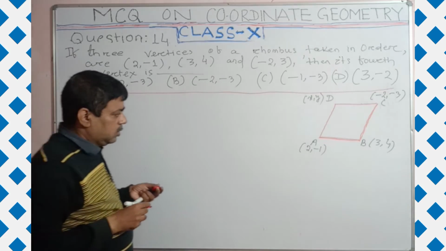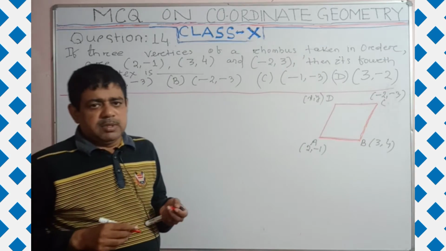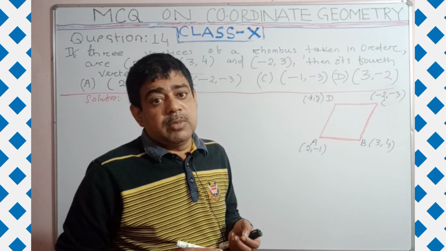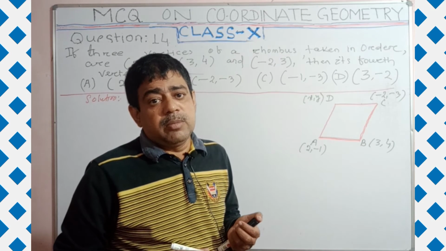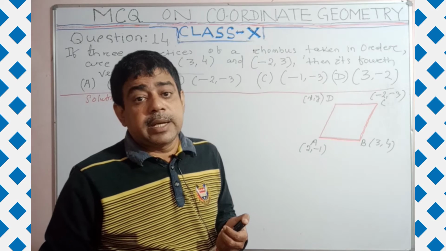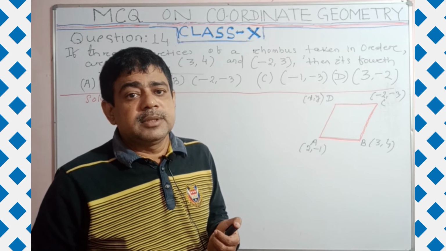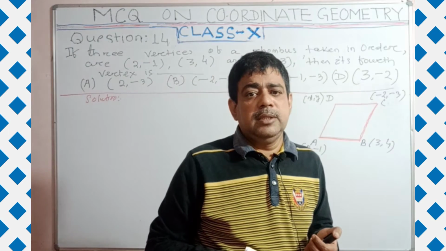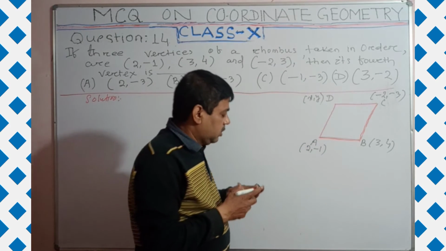You have to remember the properties of the rhombus. One of the important properties is that the diagonals of a rhombus bisect each other at right angle. So this concept can be useful.